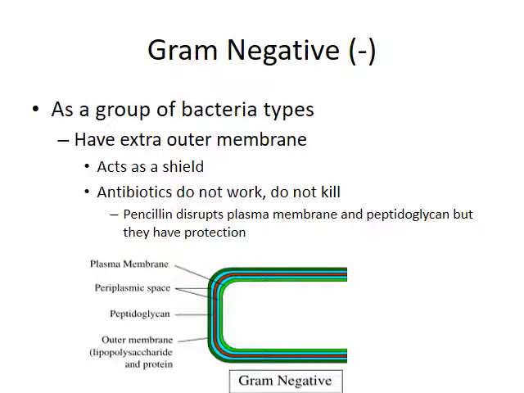Gram negative as a group of bacteria types, they have that extra outer membrane that acts as a shield. Antibiotics don't work, or at least the penicillin based ones don't work. They don't kill. Penicillin disrupts the layers of a gram positive. The gram negative, with that extra outer layer, that lipopolysaccharide and protein, can hold itself intact and fight off a penicillin attack. The gram positive will, both of those layers will be disrupted. The bacteria explodes, and that's how penicillin works.